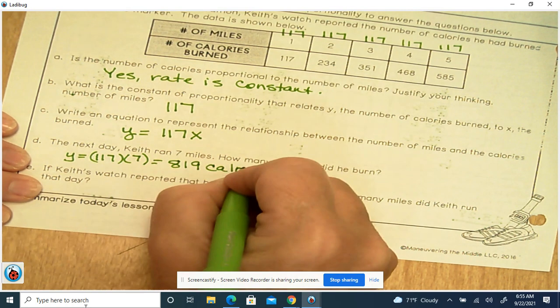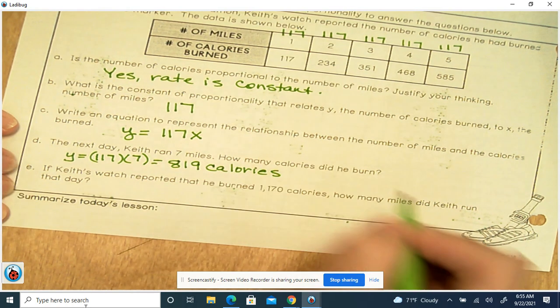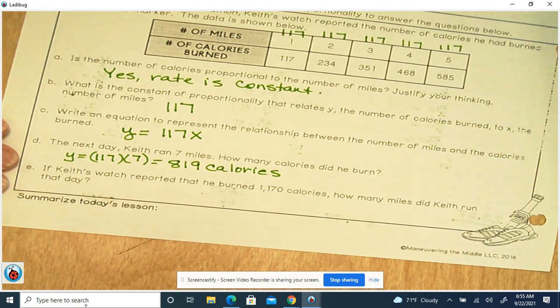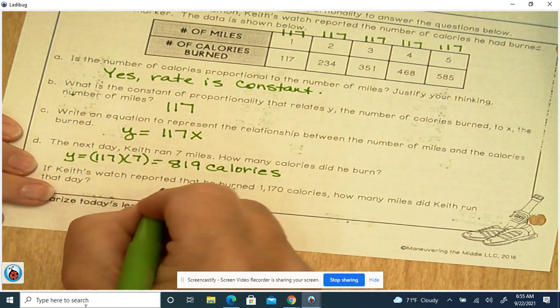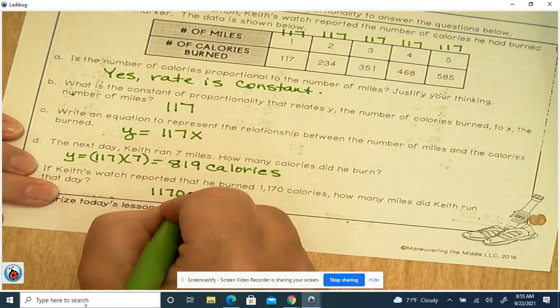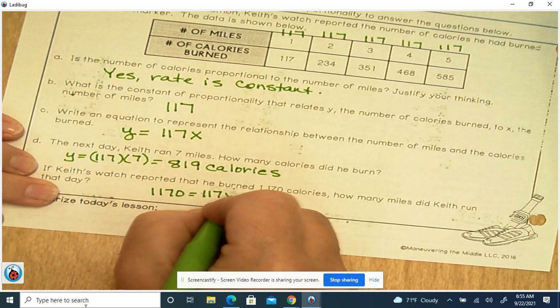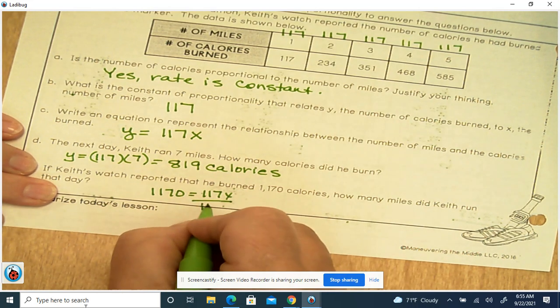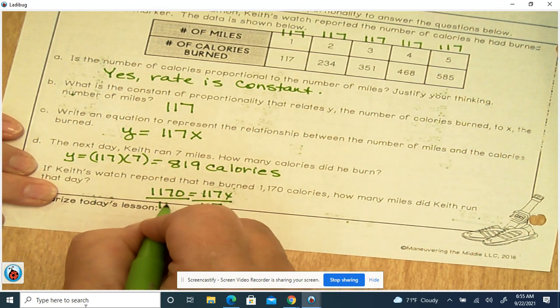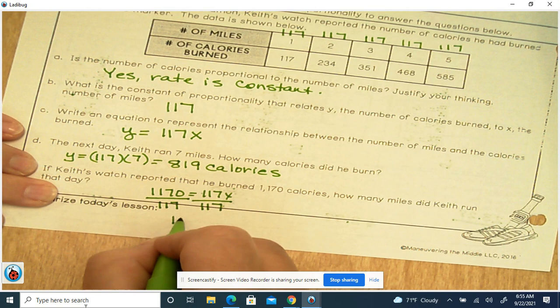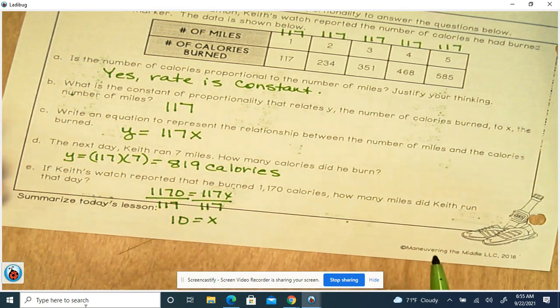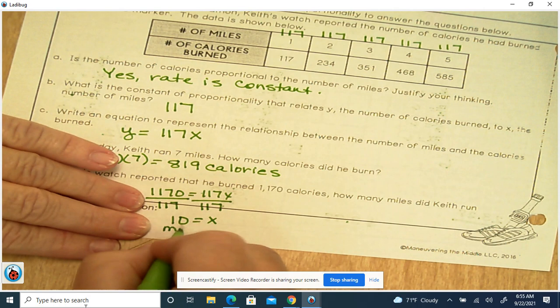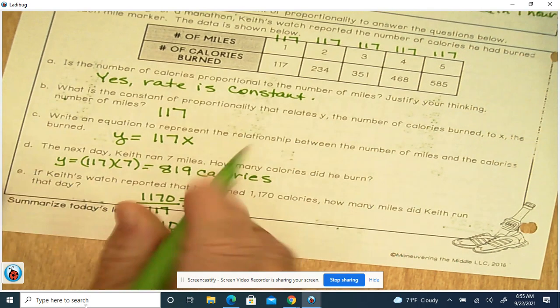That means multiply, parentheses. If Keith's watch reported that he burned 1,170 calories, how many miles did Keith run? So we'll put 1,170 equals 117x. We divide by 117, and we get 10 is the answer for that one. So it'd be 10 miles. And that's just a one-step equation.